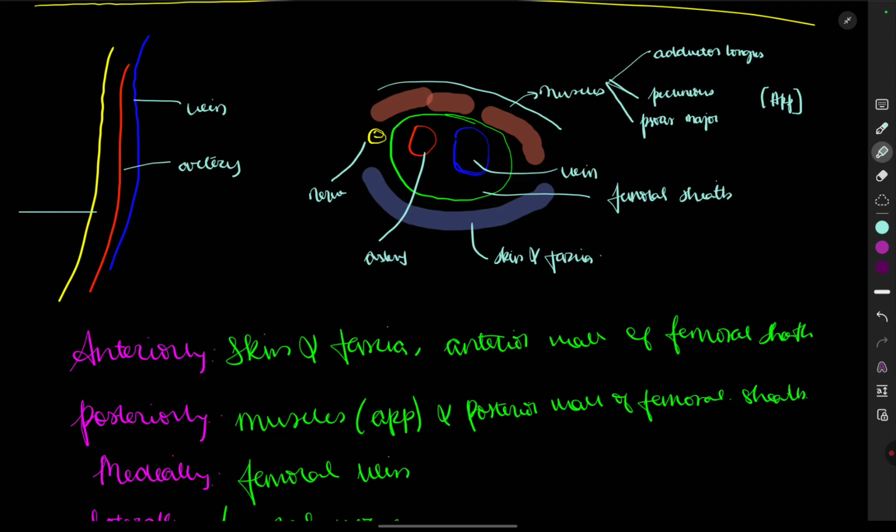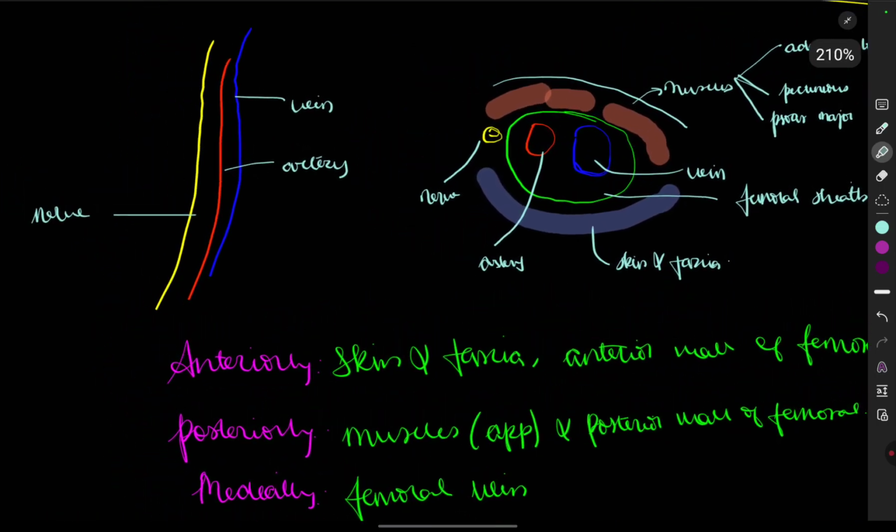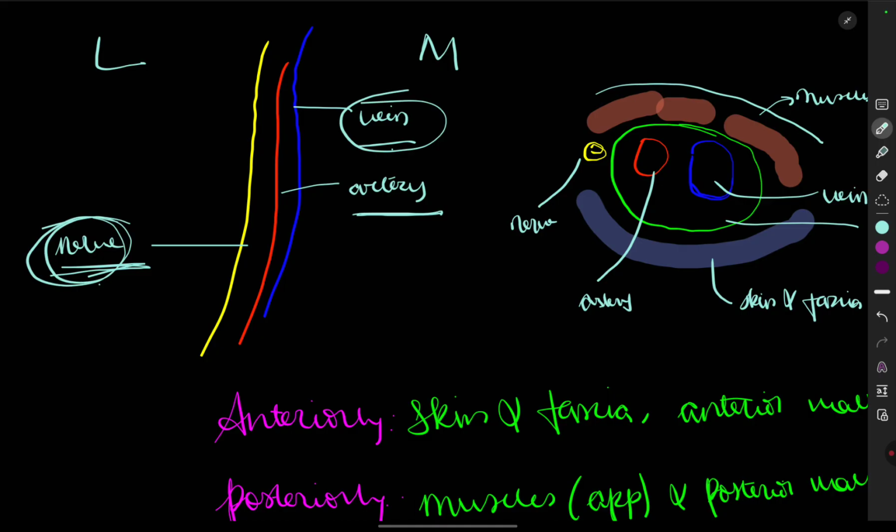You also have to write the clinical or applied anatomy in the answer. Now we are going to see the borders. See, this one is the artery in the center. This is the medial side, this is the lateral side. On the medial side we have the vein, on the lateral side we have the nerve. The artery is in the middle. Remember this: on the lateral side there is the nerve, on the medial side there is the vein, and the artery is in between.